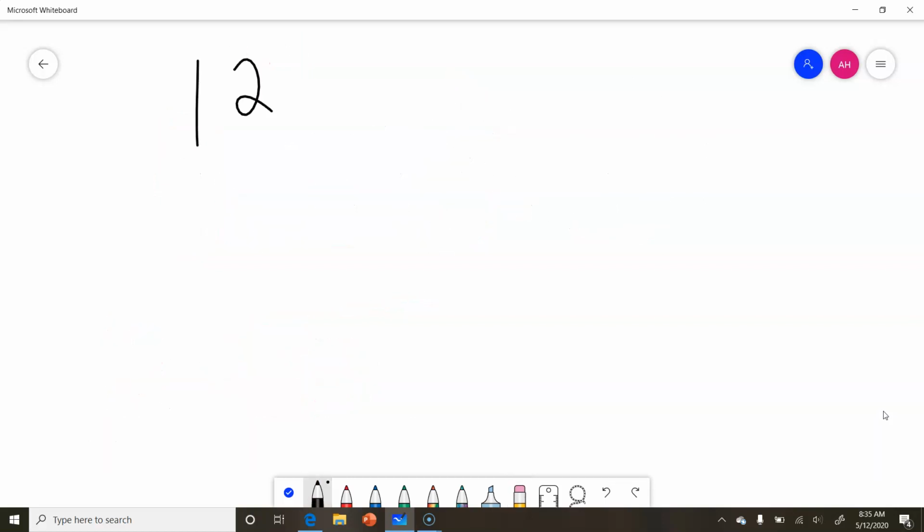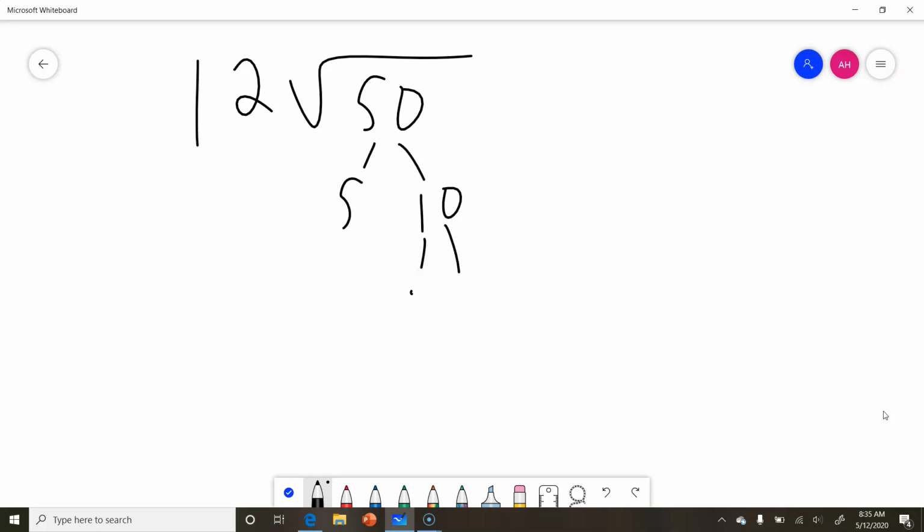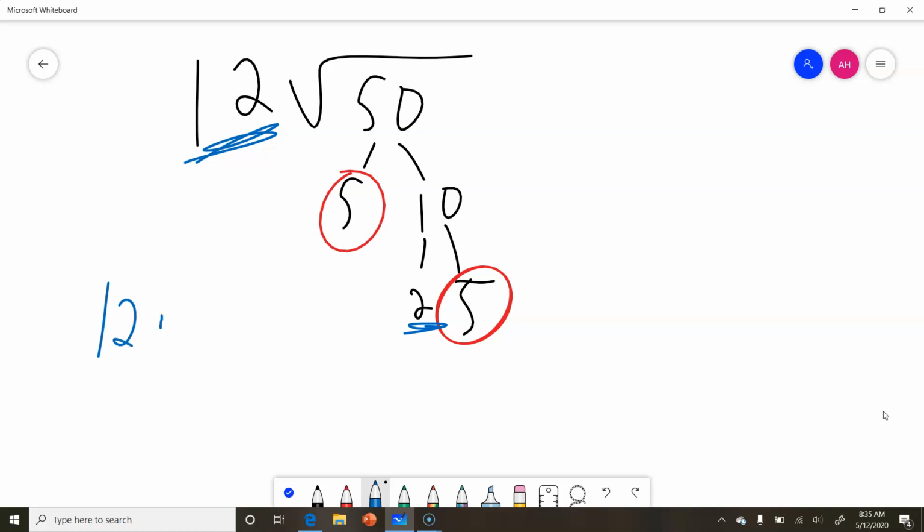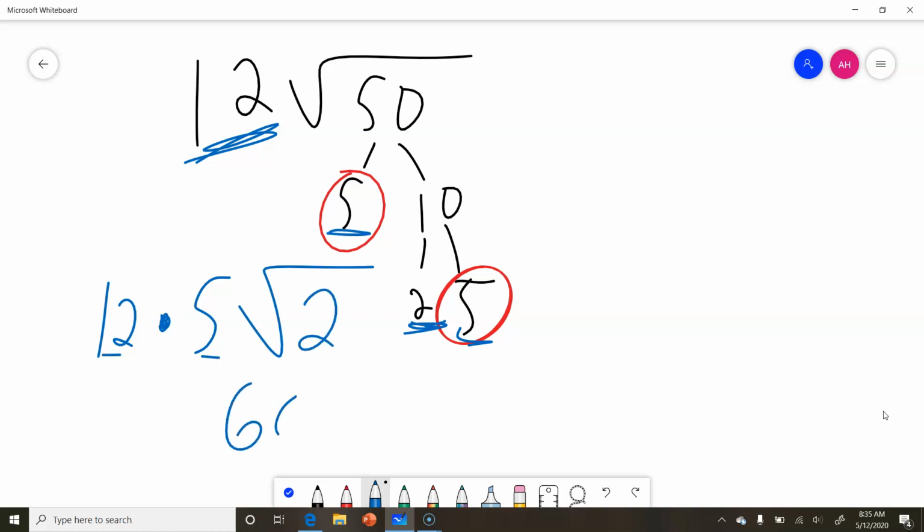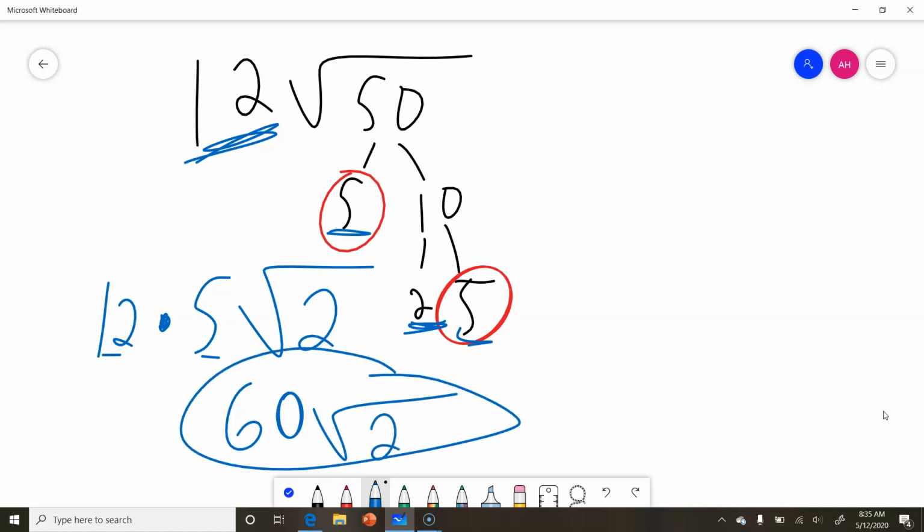So now that I have 12 times the square root of 50, what do I have to do? I have to factor this into 5 and 10, 2 and 5. Let's look at this. Matching again, 5 and 5 with a 2 left over. So now I'm going to have this 12, and it has to be multiplied by this 5, all that times the square root of 2. So what is 12 times 5? Well, that's 60. And all of that times the square root of 2. So that's my final answer.